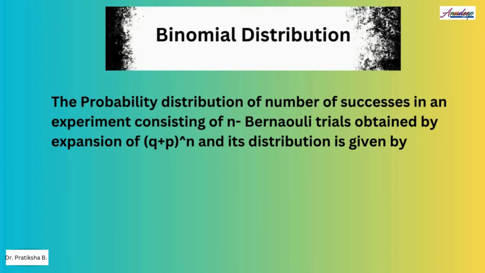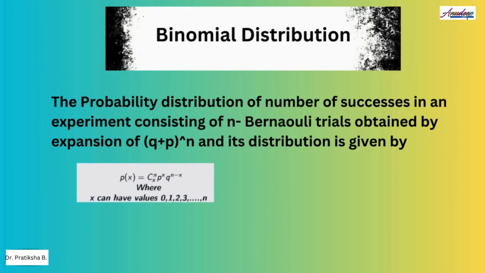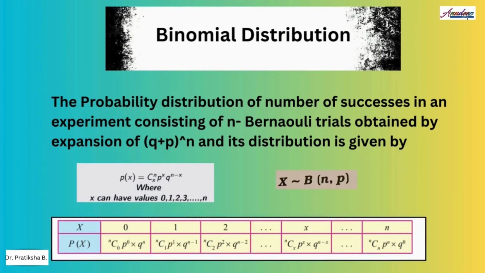The distribution for the binomial distribution is P(x) = nCx p^x q^(n-x). If you are asked to find the binomial distribution, you need to evaluate the values of the parameters n and p. A random variable x is said to follow the binomial distribution with parameters n, p.